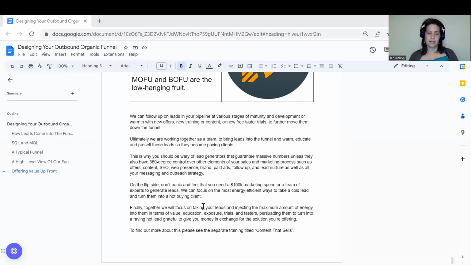So finally, to sum it all up, we want to focus on taking your leads and injecting into them the maximum amount of energy required in the form of value, education, training, free trials, valuable content. And we want to persuade them and nurture them to the bottom of your funnel so that they are a hot, resonating lead ready to buy now. We want to get them to the point where they are so excited to exchange money for the solution that they are now sure will happen by investing in your program.